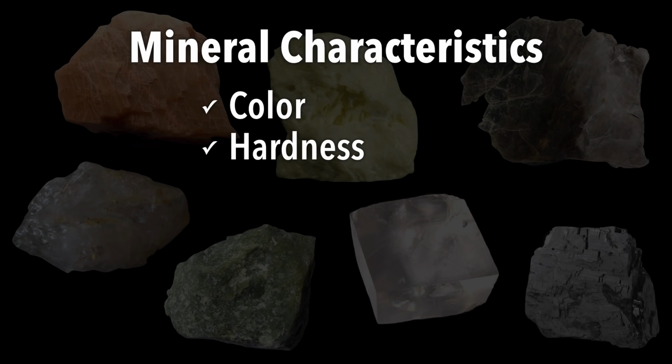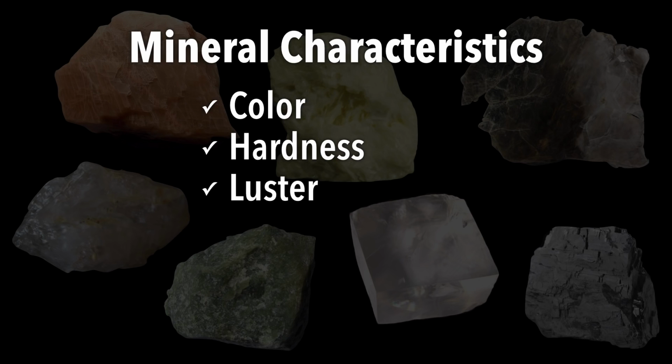We also look at hardness using the Mohs scale of hardness, with 1 being the softest mineral and 10 being the hardest. What we will often do is take a piece of glass, which has a hardness of 5.5, and try and scratch it with a mineral sample. If it leaves a scratch, that means the mineral is harder than the glass.